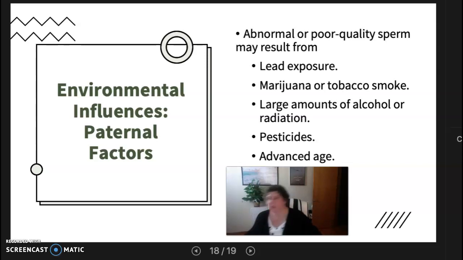Marijuana, tobacco smoke, so same thing, drugs, the radiation, so that'd be the x-rays. They found exposure to pesticide or lead is not good for sperm. And then of course, advanced age is an issue as well.